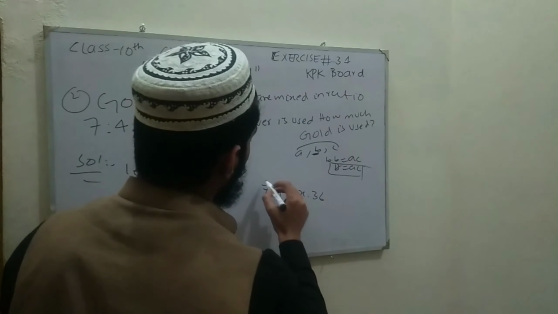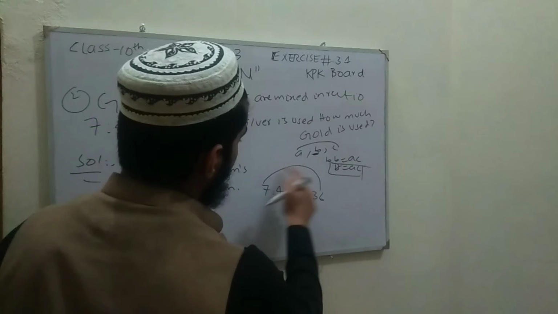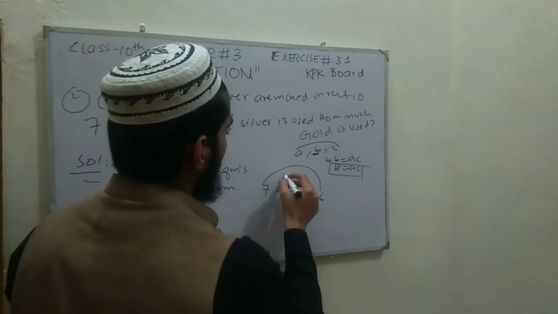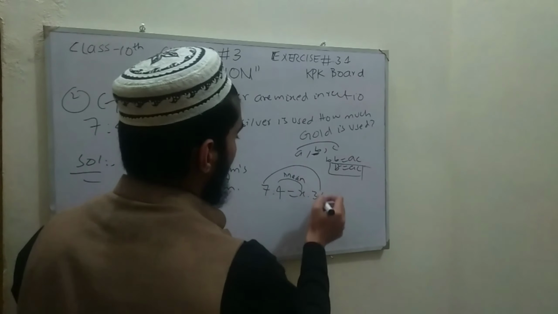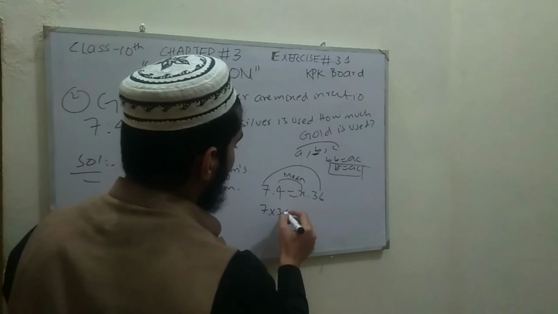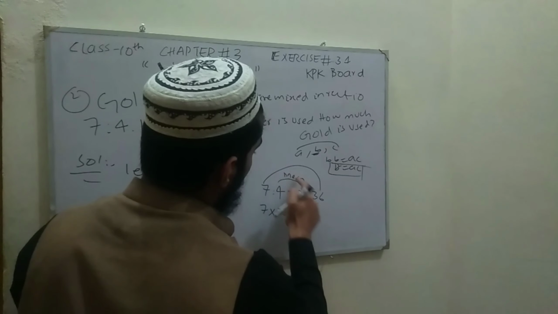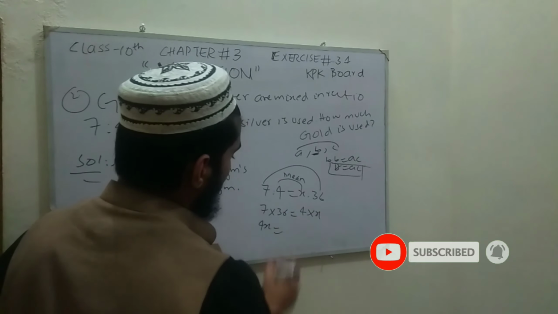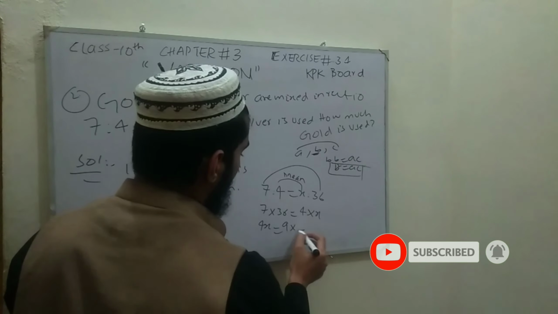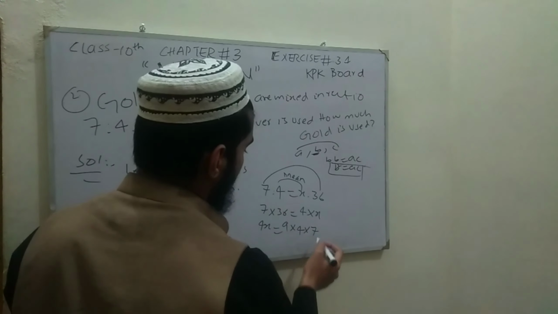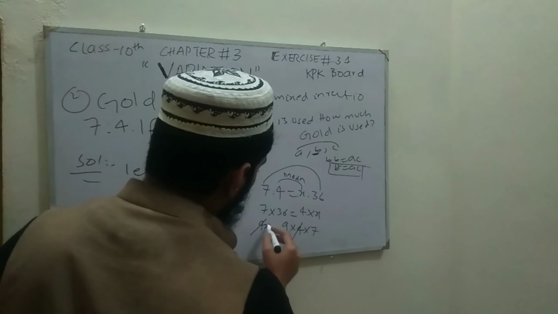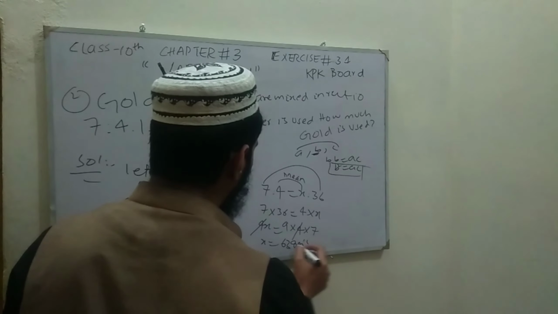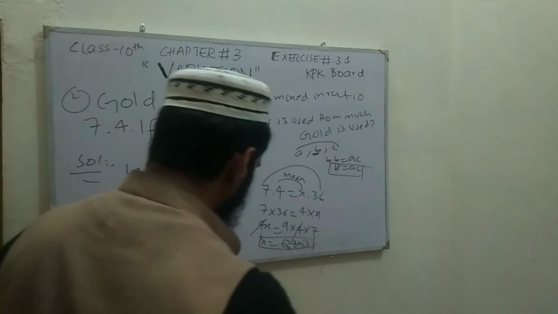Multiplying 7 with 36, these are called extremes. The last two values are called extremes and the middle two values are called means. The product of extremes will always be equal to the product of means. So 4 multiply x equals 36 multiply 7. 36 can be written as 9 multiply 4, so 4 will cancel out with 4. We are left with x equal to 9 multiply 7, which gives us 63 grams. So the amount of gold used in this mixture is 63 grams.